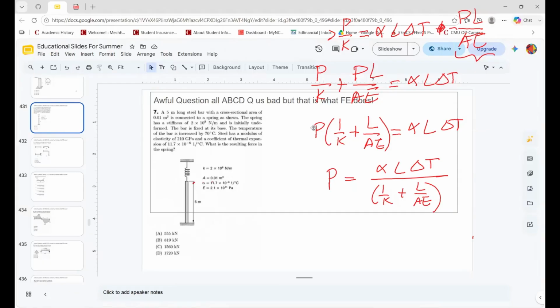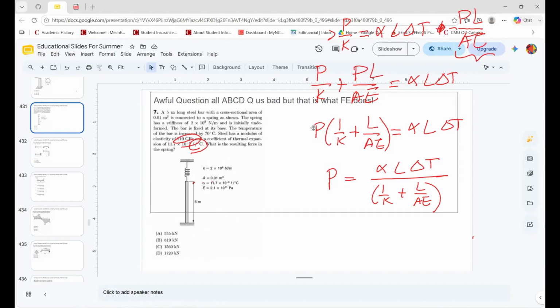All right. So we have to plug the numbers in now. And I should stop calling it plug and chug because it's no longer considered plug and chug after you do all that stuff. Luckily it's 1 over Celsius, so the only thing different is the 10 then. So let's just do division. 11.7 times 10 to the negative 6, multiplied by the length, which is 5, multiplied by the delta, which is 70. And then in the parentheses, 1 over K. What is K? 2 times 10 to the 8. Plus L, which is 5, divided by A, which is 0.01, multiplied by E, which is 2.1 times 10 to the 11. Or you could do 210 times 10 to the 9.